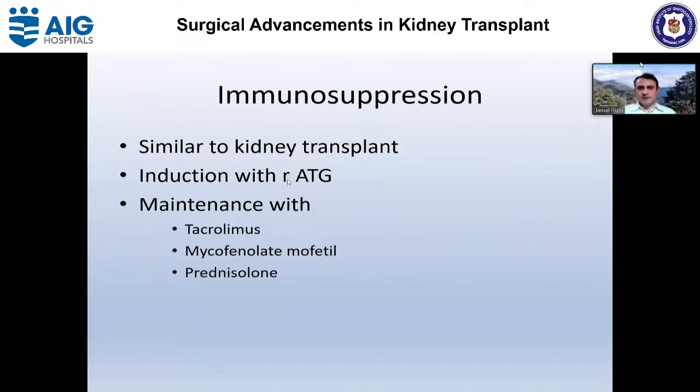Immunosuppression is similar to kidney transplant. We induce with rabbit ATG and maintain with tacrolimus, MMF, and prednisolone. Some centers practice steroid reduction, but early in our series, we have not done that.